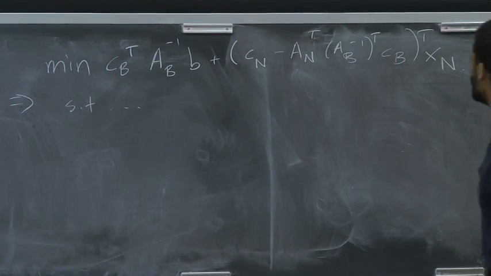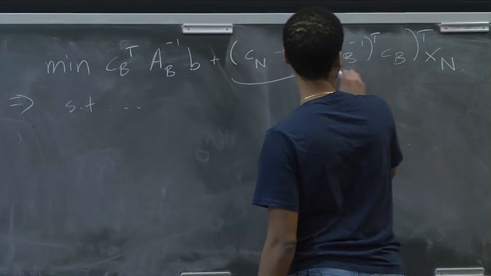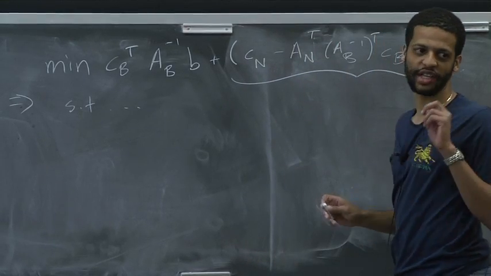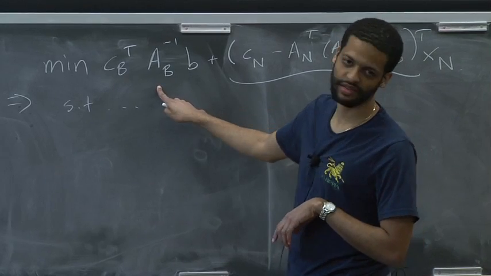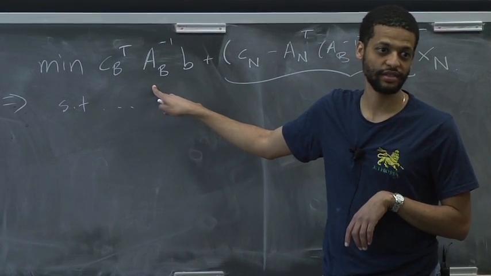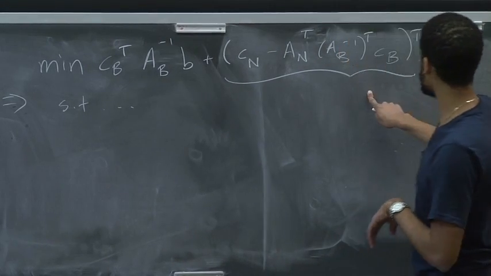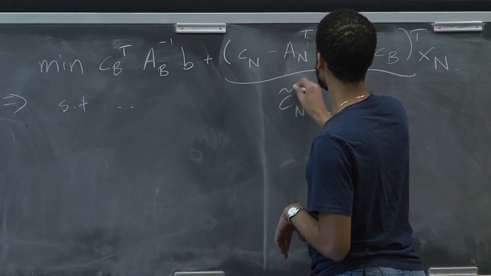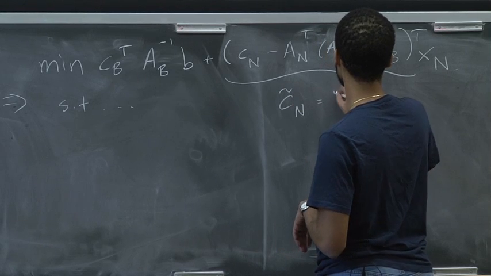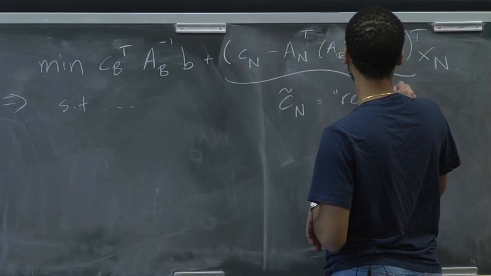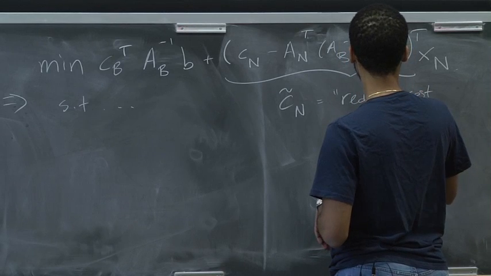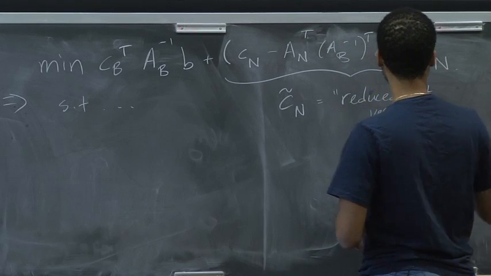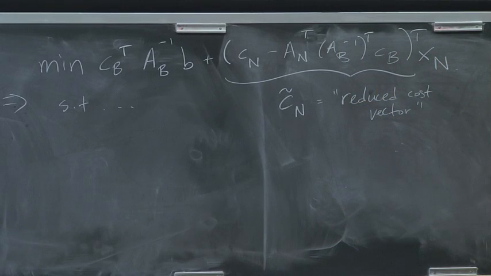Okay, and this thing here is some new cost vector. So this is a constant, right? This doesn't depend on the variables at all. So the only thing that depends on the variables is this thing, which I'm going to call C_N tilde, the reduced cost.